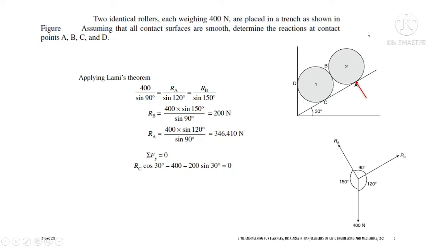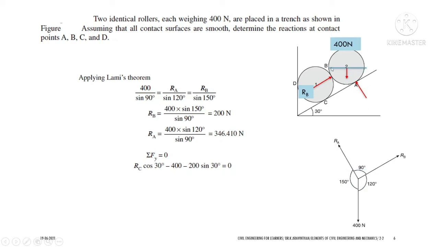Okay, let us take sphere 2. Why? Because there will be fewer reactions, so it will be easy to analyze. If you take sphere 2, you have two reactions, that is RA and RB. We know that the self weight is acting, which is 400, and a reaction force at RB. So we have to find the angles of RA and RB.